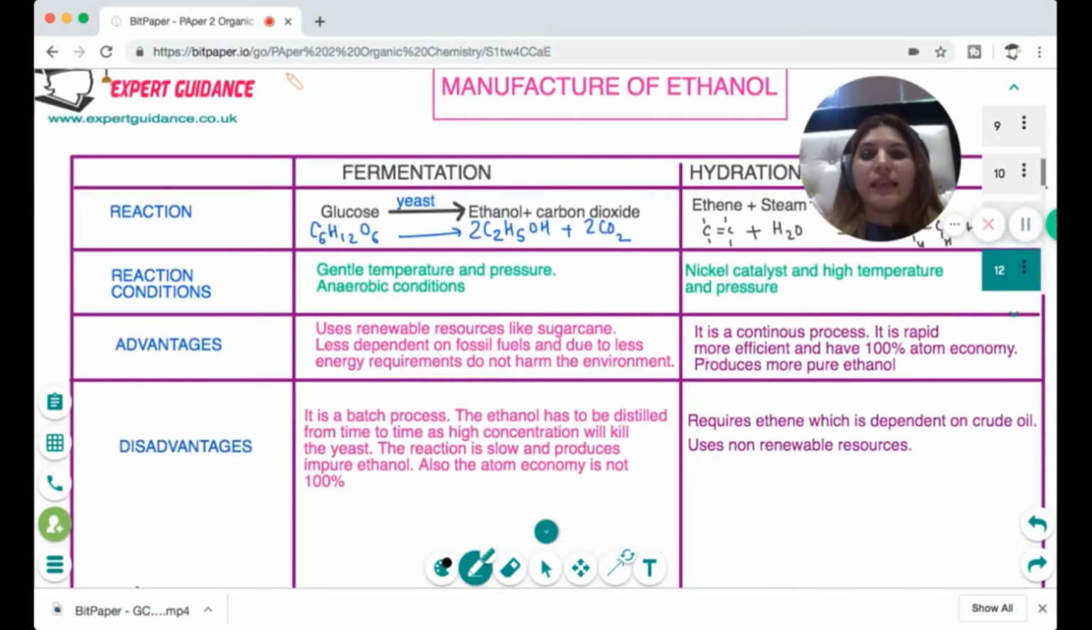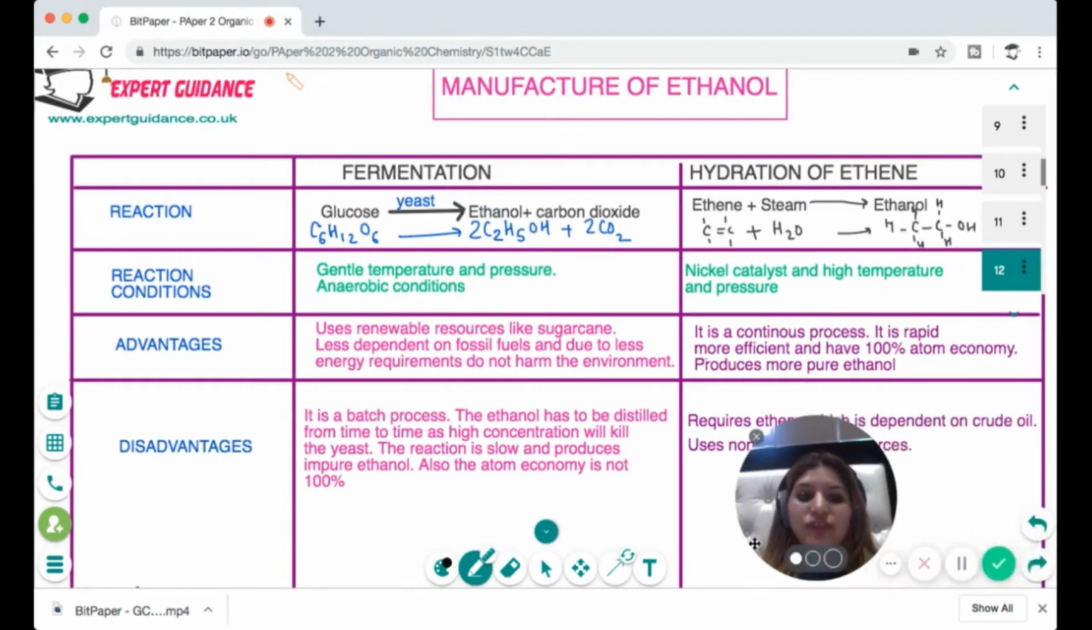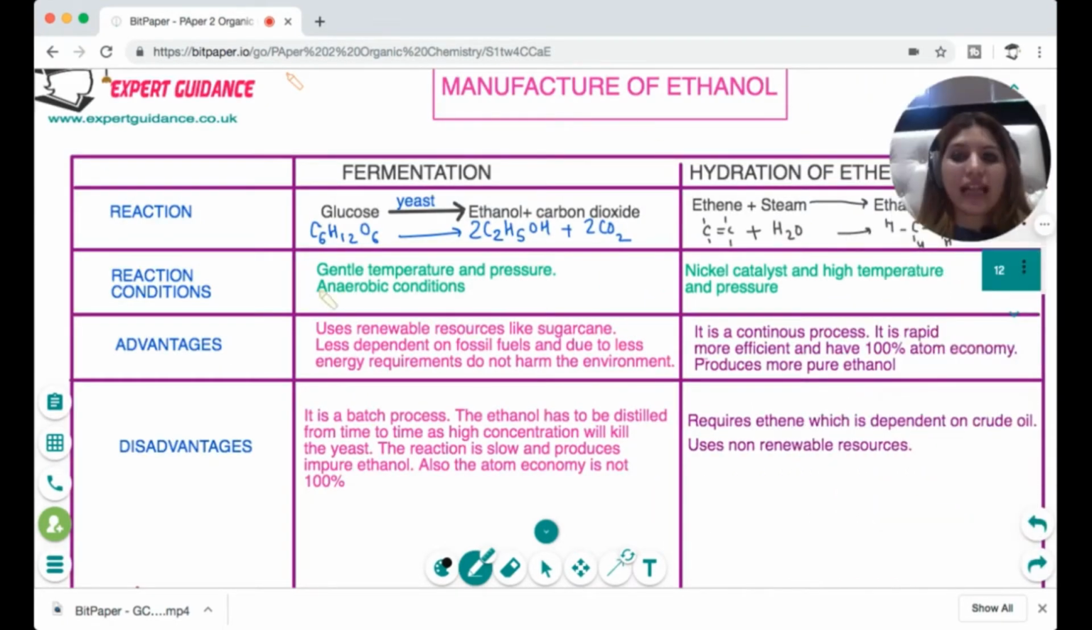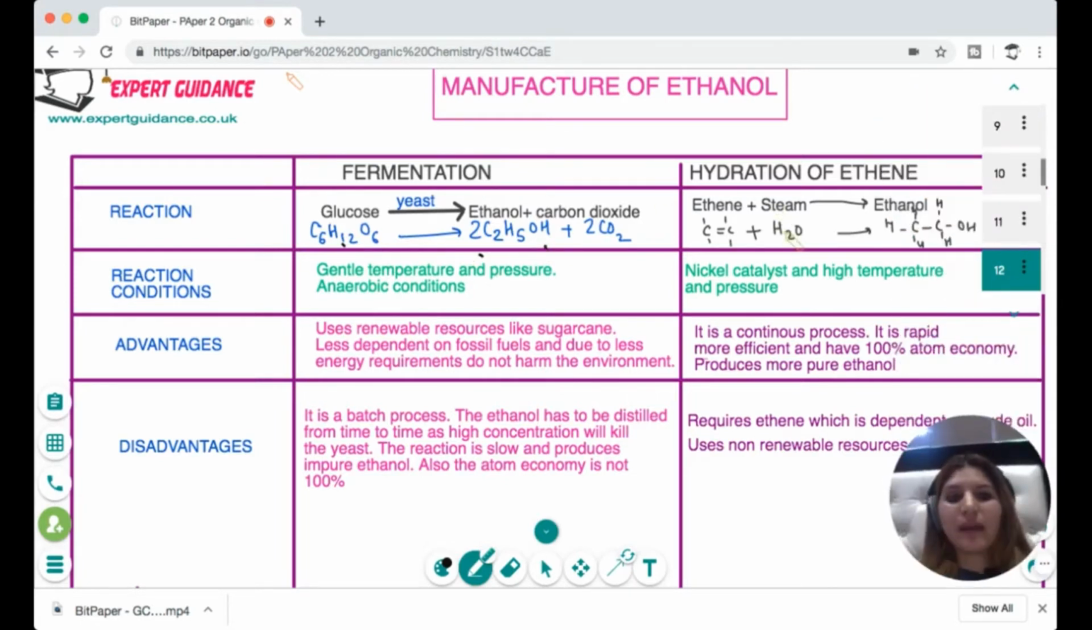Okay, next is very important: manufacture of ethanol. Now, ethanol is an alcohol which we get either by fermentation of glucose, that is anaerobic respiration of glucose, or, as we have just seen, when you take ethene and pass it through water, you get ethanol. So that is hydration of ethene. Hydration of ethene requires a nickel catalyst and a high temperature and pressure, whereas for fermentation, we require gentle temperature and pressure.